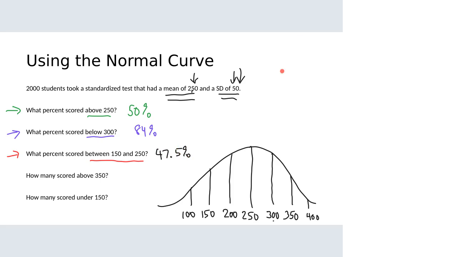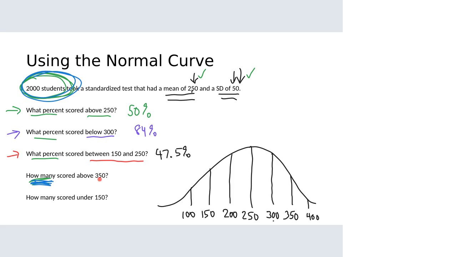Slight change in these next couple of problems. This next one doesn't say what percent. Instead, it says how many. When it says how many, we need to know how many total students there were. So that 2000 is finally going to come into play. Up to now, it hasn't mattered. We had the mean, we had the standard deviation, we had our picture. We could answer any question about percent. Once the question changes to how many students, then we need to know how many students there were. We're going to start by finding the percent and then answer the question.